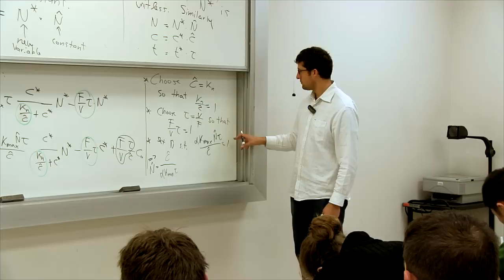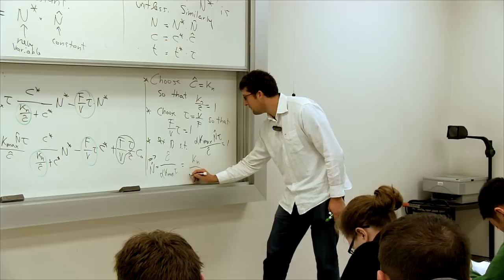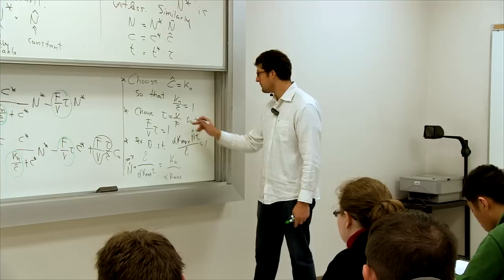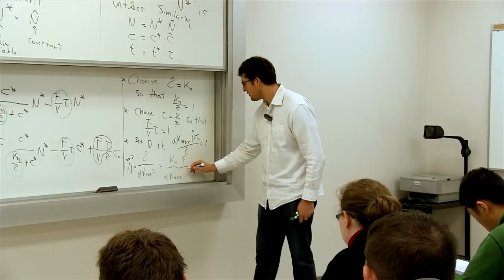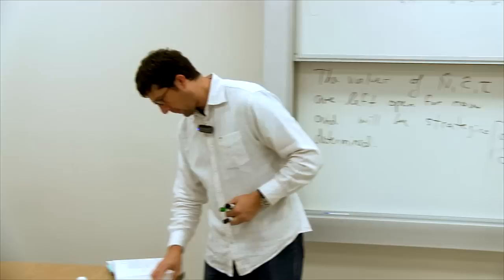Okay, but remember, c hat and tau already have a value. c hat is kn, so this is kn divided by alpha k max times, and then tau is equal to what? v over f, right? So dividing by tau is the same as multiplying by the inverse, so this is f over v. Okay.